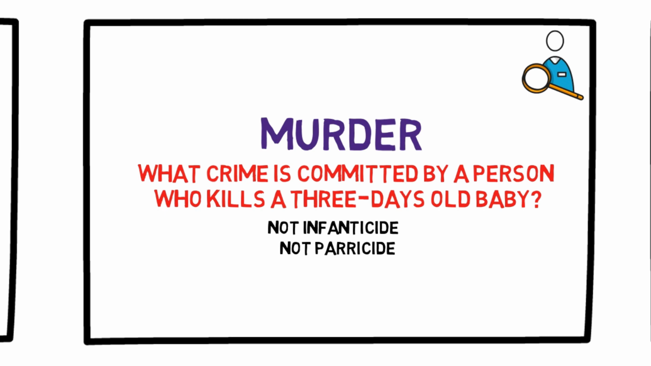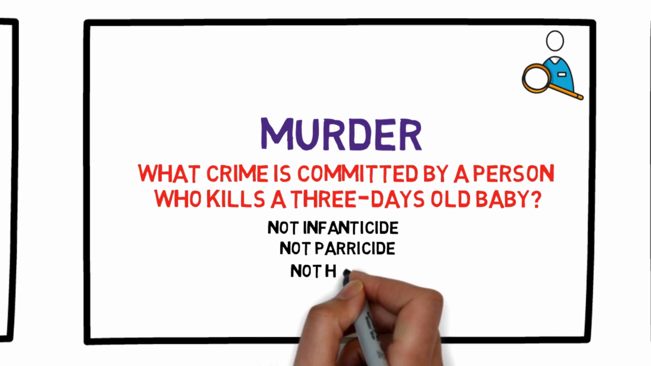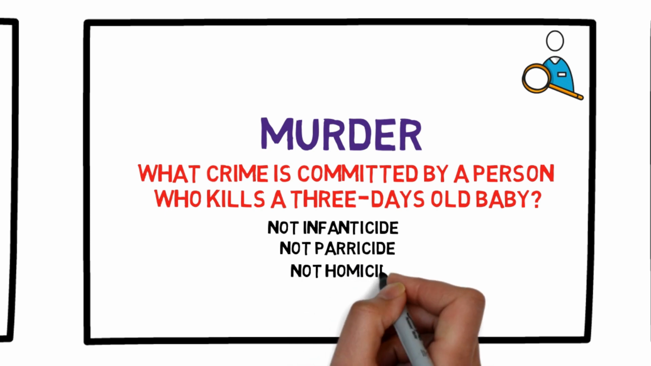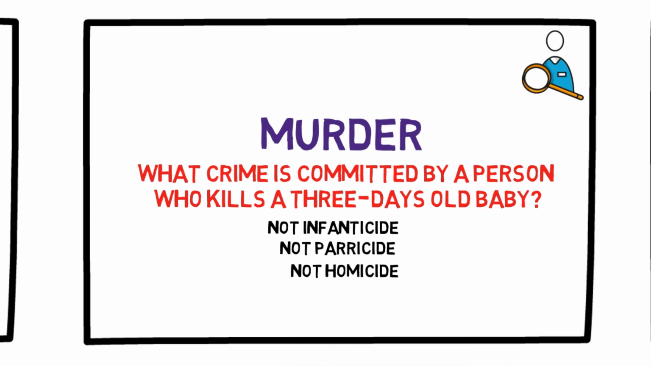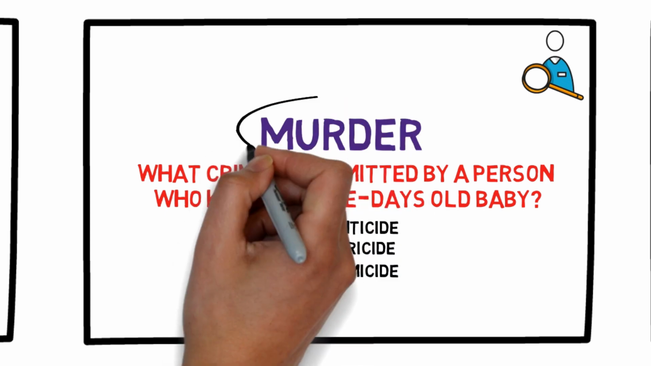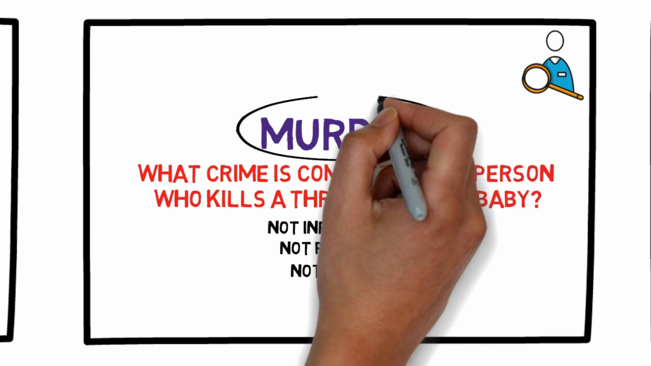It is not homicide because of the presence of the qualifying aggravating circumstance of treachery, and thus the crime committed is murder. The Supreme Court in various cases stated that killing a minor is always treacherous since they have no means to defend themselves.